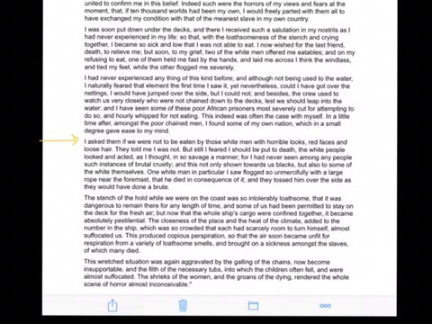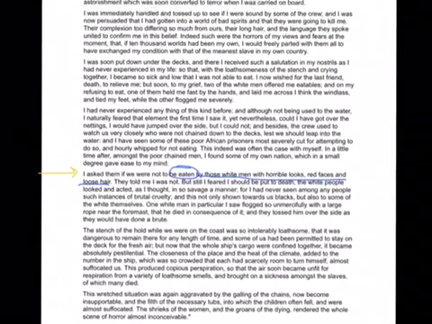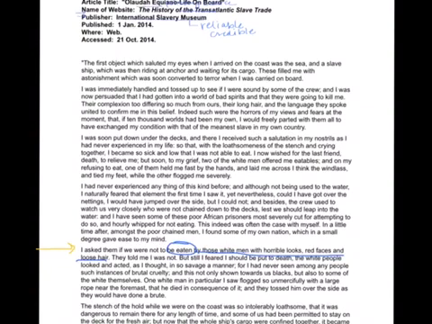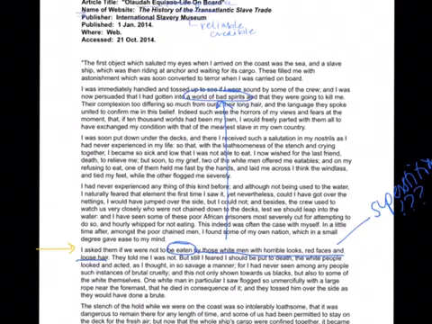"I asked them if we were not to be eaten by those white men with horrible looks, red faces, and loose hair. They told me I was not." So I know they are the slaves, and this was interesting, the whole being eaten by the white men with these horrible looks, because this actually reminds me of something I read earlier about the world of bad spirits and just this idea of superstition and not really knowing what's going on, just having all these questions and trying to explain them.